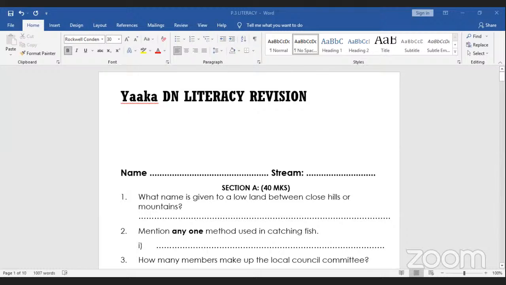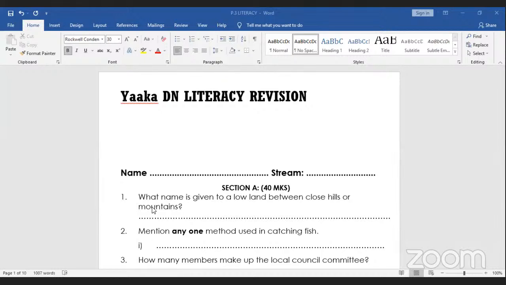Allow me to share my screen so that we can have a look at these questions and answer them as we move on slowly. So this is the paper that we are going to be answering. The first question is very clear here. It says, what name is given to a lowland between close hills or mountains?